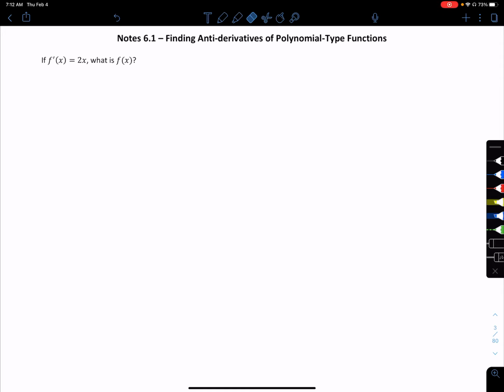This is AP Calculus AB. We have just finished up our last unit on derivatives, and now we're going to focus on antiderivatives. Antiderivatives are essentially going backwards. You know what the derivative is. What was the original function?